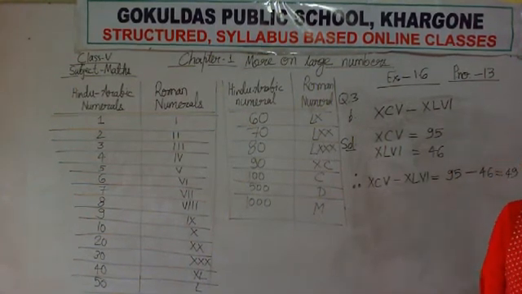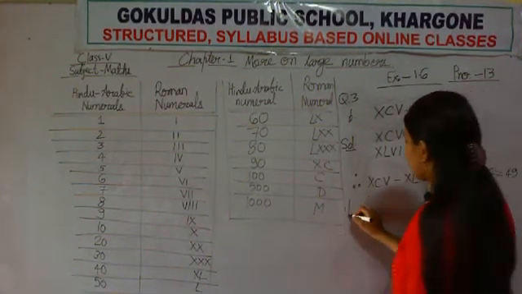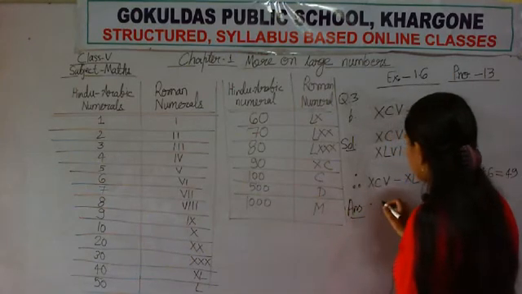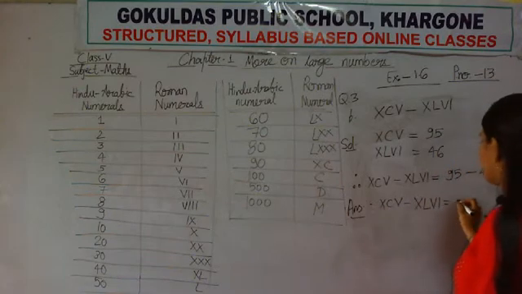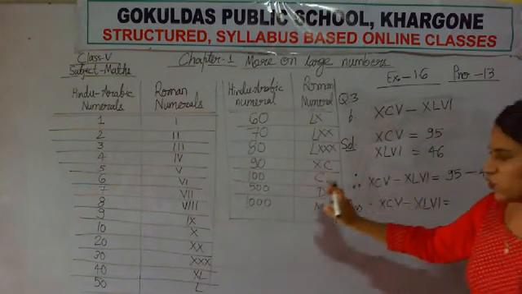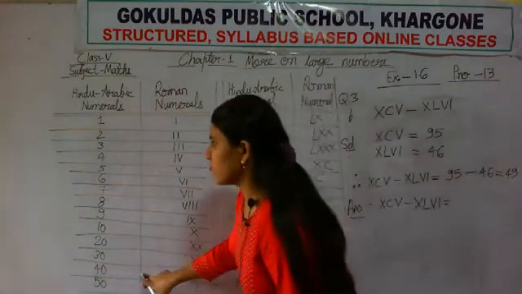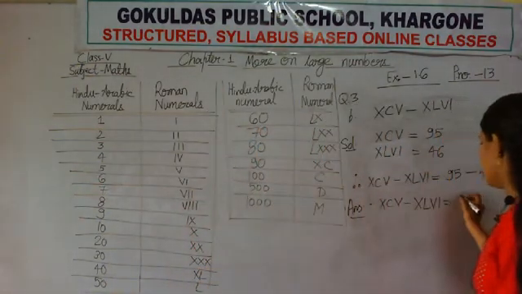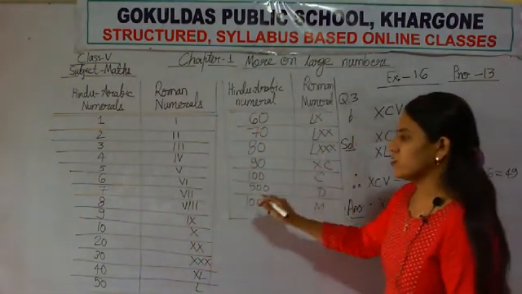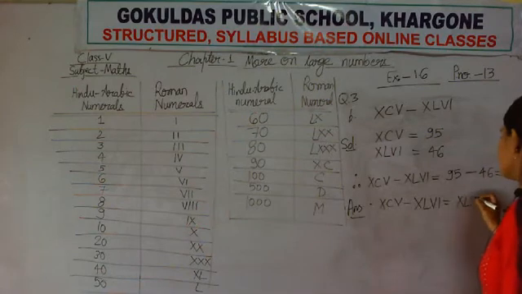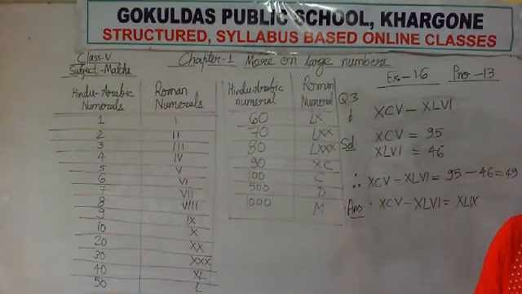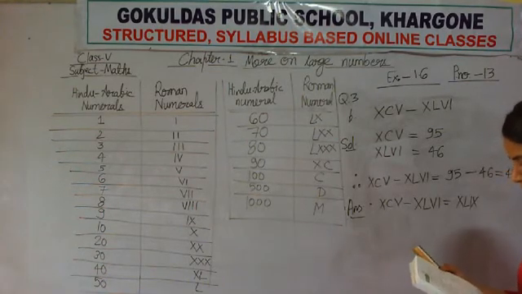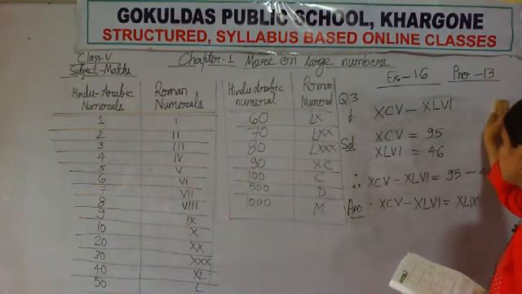Now can you write the Roman numeral for 49? Yes. So your answer is XCV minus XLVI equals 49. So first see the symbol for 40, XL, and for 9 the symbol is IX. Let's do part C.